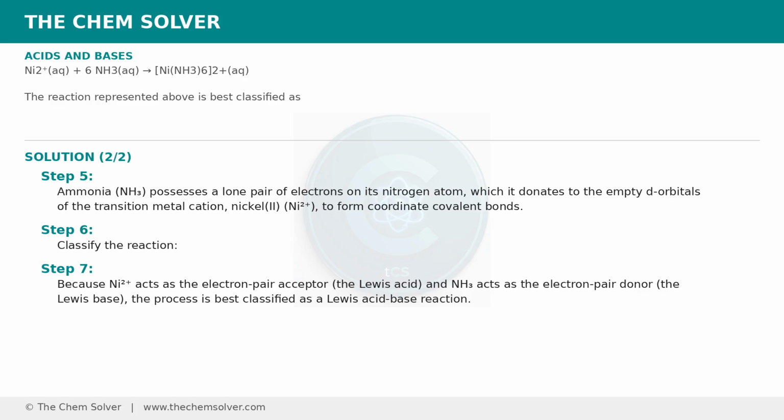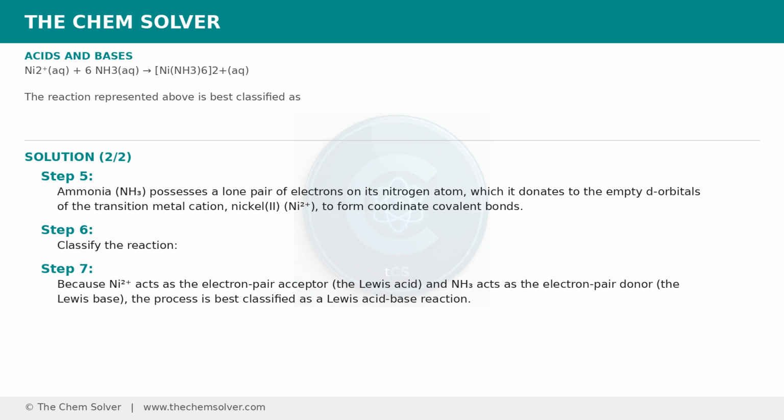Ammonia, NH3, possesses a lone pair of electrons on its nitrogen atom, which it donates to the empty d orbitals of the transition metal cation, nickel 2+, Ni²⁺, to form coordinate covalent bonds.